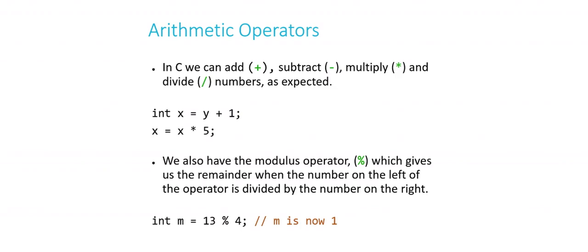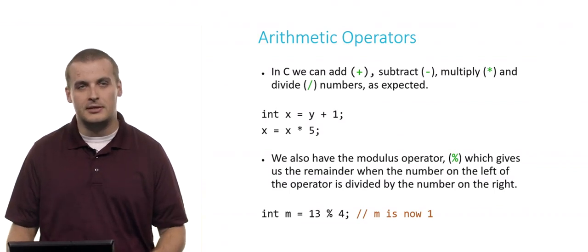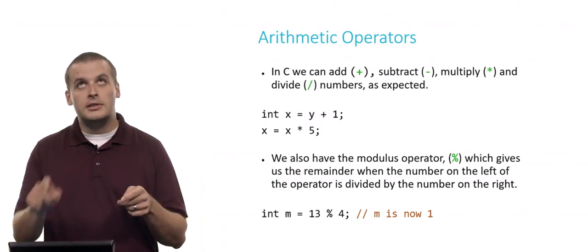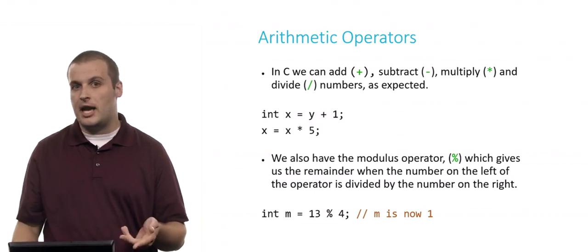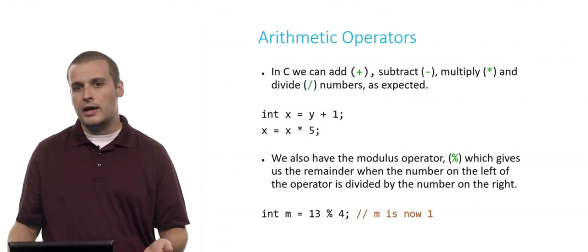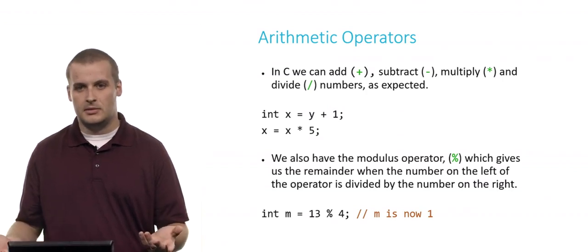So I have a line of code here, int m equals 13 mod 4. And I say here in a comment that m's value is now 1. Why do I say that? Well, do the long division out in your head if you bear with me for a second. So I have 4 divided into 13. 4 goes into 13 3 times with a remainder of 1. So that's basically all the modulus operator does: when you divide, it tells you the remainder.